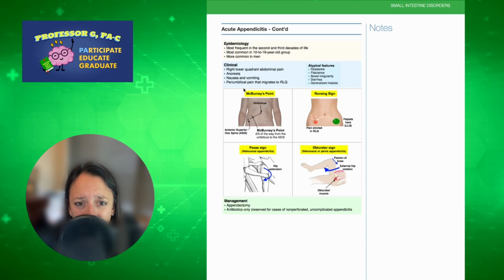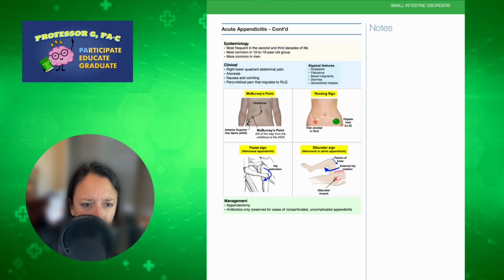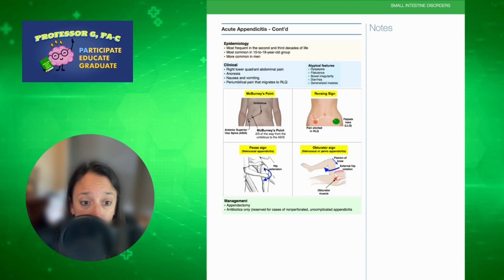So there's the signs and symptoms. And then here's Rovsing's sign, palpate here, pain happens there. There's McBurney point, which is two-thirds the way between the ASIS and the umbilicus. And there's psoas sign, you pull the hip extended and it kind of rubs the appendix retrocecally. And then obturator can also be from a rectocecal.